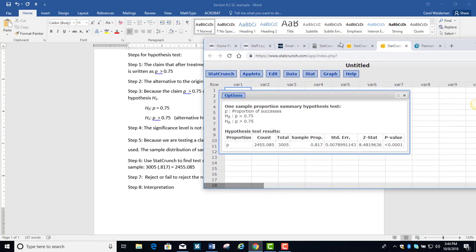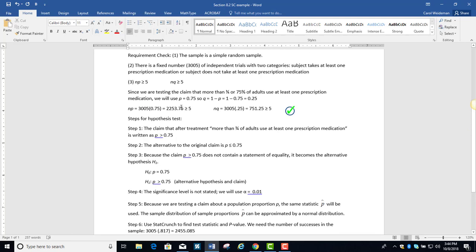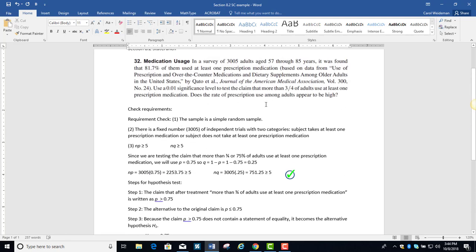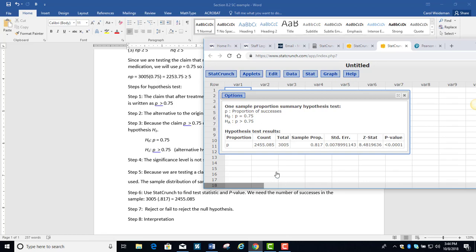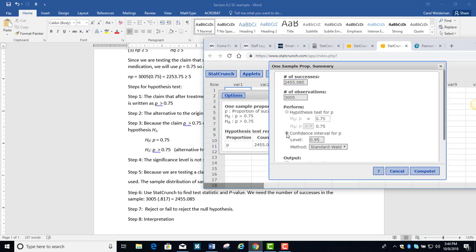An interpretation, and one of the questions that was asked of us is, does this seem to be an unusually high rate of prescription use among adults? And it does. We had expected it to be at 75% when in fact it was actually, in this sample, at 81.7%. We can go ahead and click on Options here and edit and calculate the confidence interval.